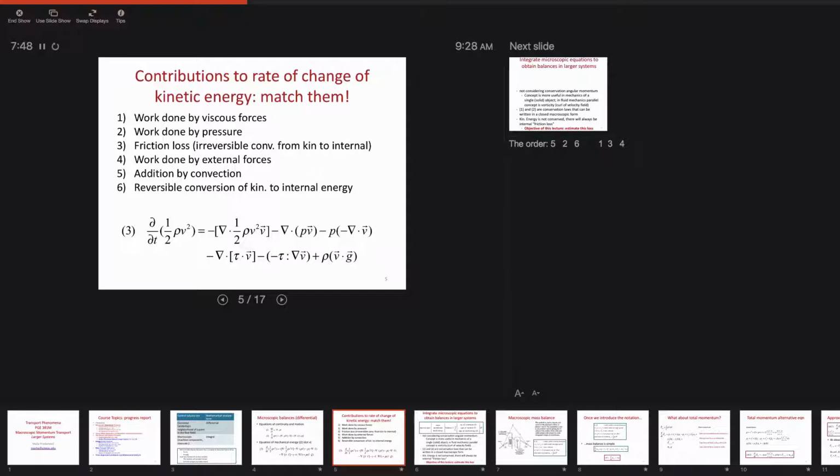So change in my kinetic energy, this is the kinetic energy term, right? Kinetic energy density is caused by these 6 terms. Could you figure out, again, take a piece of paper, write this down. And just by looking at the terms, can you figure out which one is work done by viscous forces, which one is work done by pressure, which one is friction loss, which one is work done by external forces, addition by convection, and reversible conversion of kinetic to internal energy.